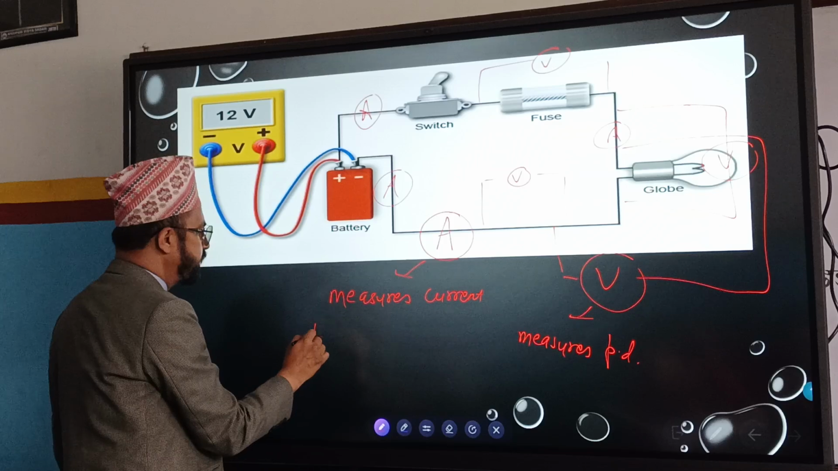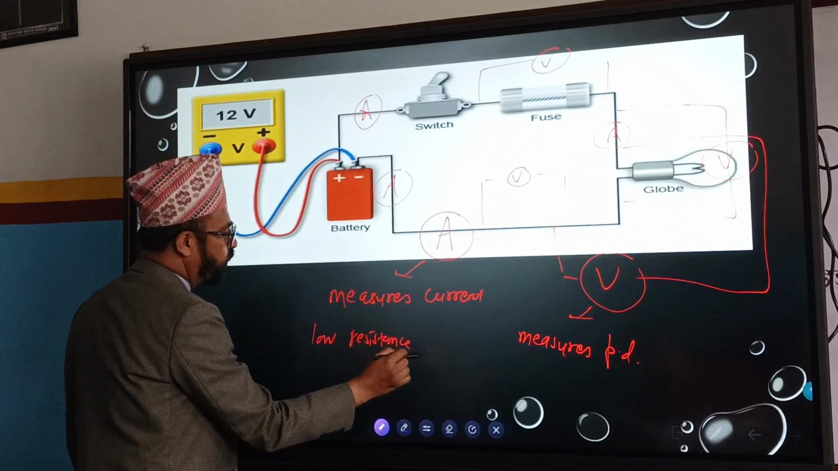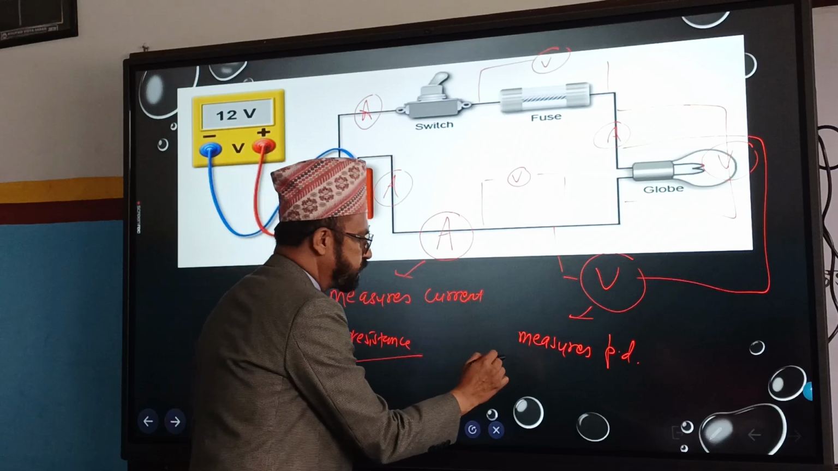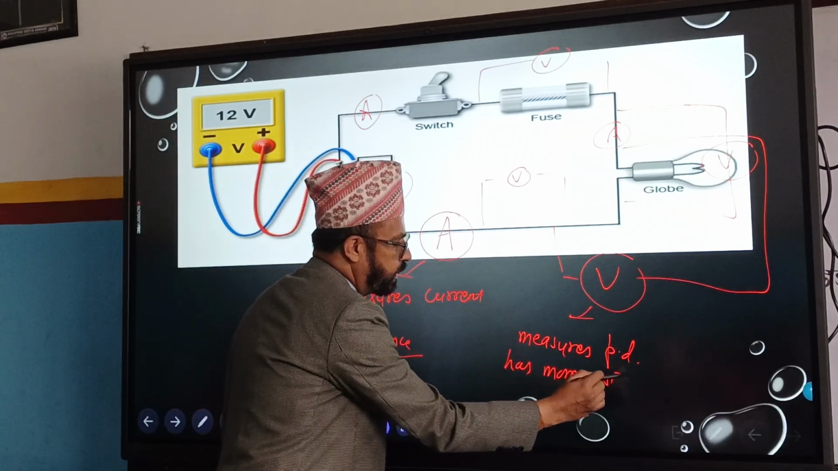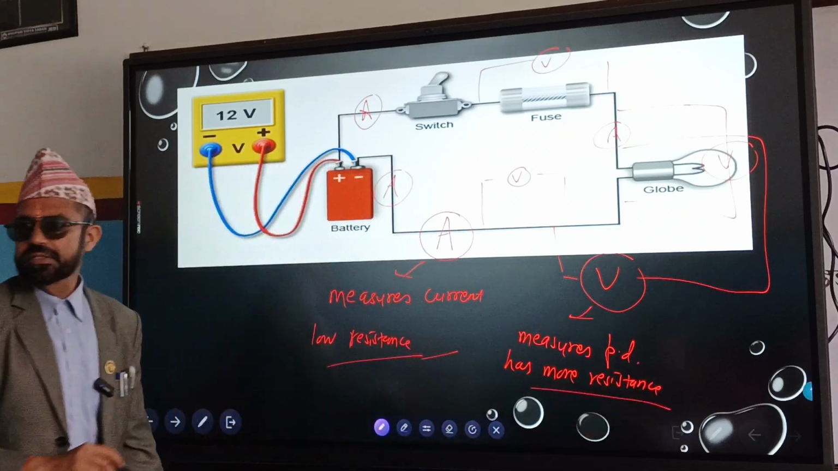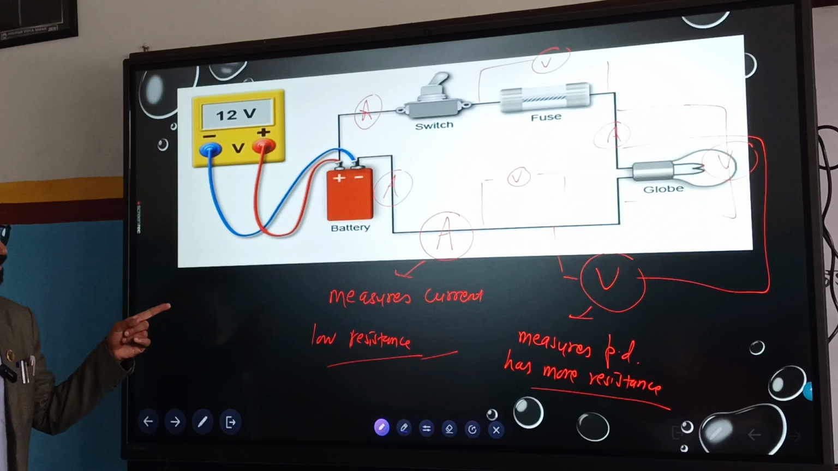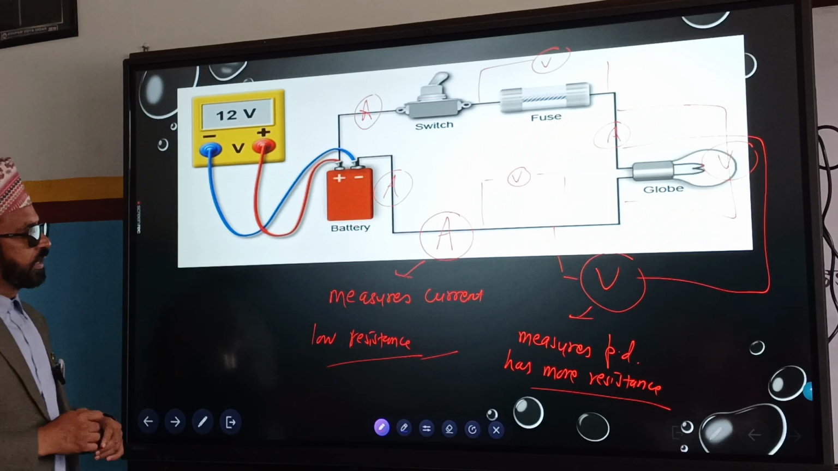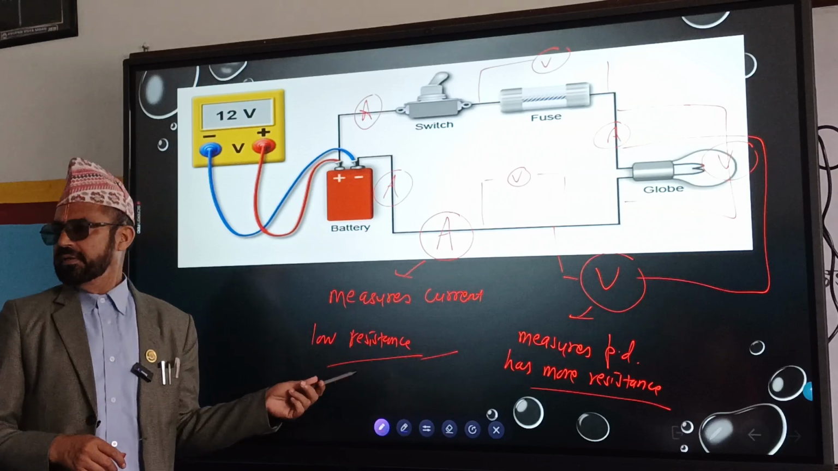The ammeter has low resistance. It does not block more current. The voltmeter has more resistance. This is it, okay? So these are PD, EMF, and the difference is already mentioned. I think you might have already copied. Did you copy? Yes.